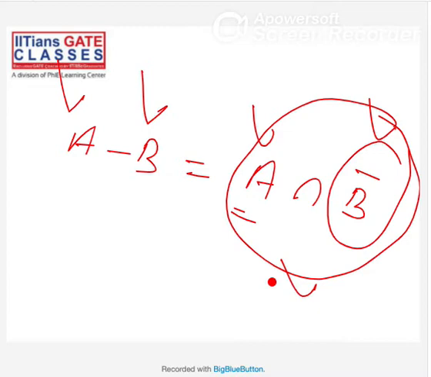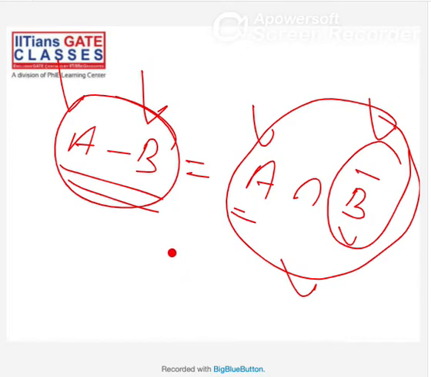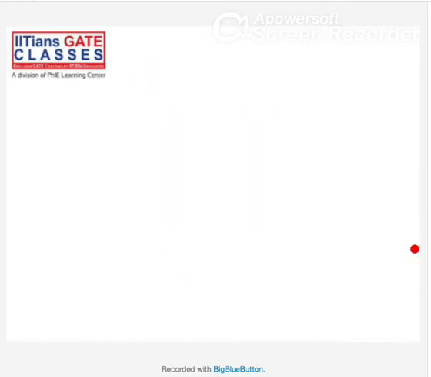Regular languages are closed under complementation, and regular languages are closed under intersection. These things we have seen. So B complement will also be regular. A is already regular. Regular intersection regular will be regular. So the complete thing is regular. So you can say A minus B will also be regular. This is how you can prove it.